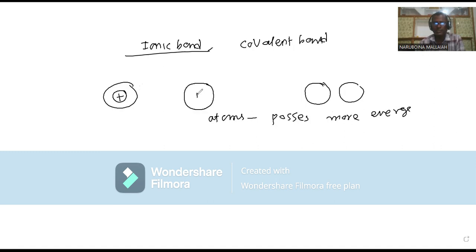Again, this is also an atom. The center has positive charge. Around it, electrons are revolving. Between these two electrons, there will be repulsion because both are negative charges. Between like charges, we have repulsion. Between unlike charges, we have attraction.